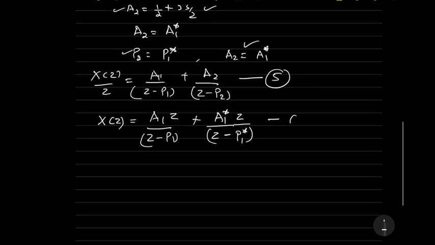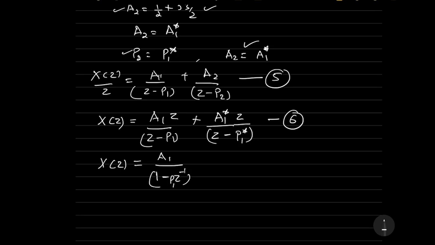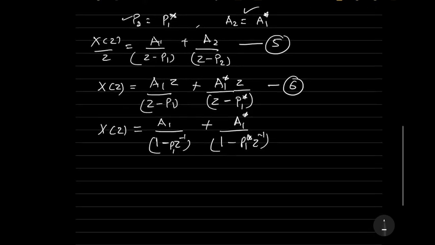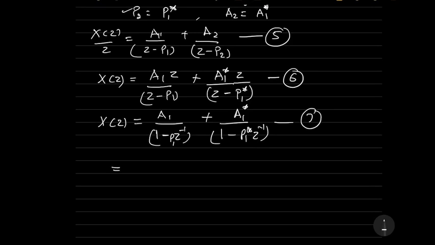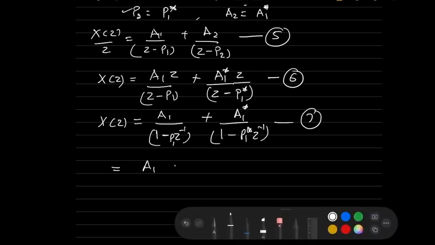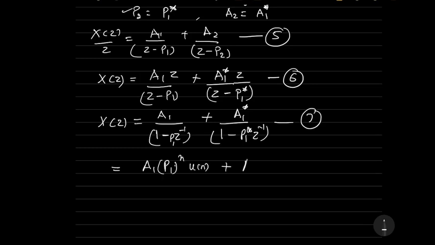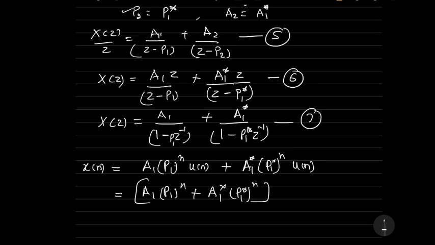Now this equation number 6, I am again arranging and writing in terms of z to the power minus 1: a1 upon (1 - p1 z^-1) plus a1 complex conjugate upon (1 - p1 complex conjugate z^-1). For a causal signal, we know the inverse z transform follows this: x(n) equals a1 p1 to the power n u(n) plus a1 complex conjugate into p1 complex conjugate to the power n u(n). This is the final result.